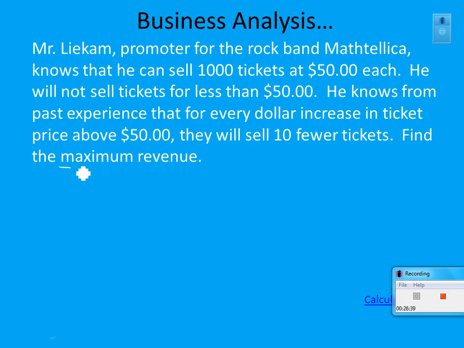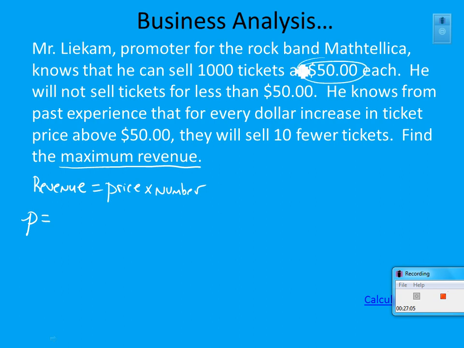Well, here we go again. I need to maximize my revenue. And remember, your revenue is the price you're going to charge times the number of tickets, the number of people, whatever we're dealing with. So here goes. Read back through there and let's figure out the price. We know that we sell the tickets at 50 bucks, and we know Mr. Lycum will not sell them for less than 50 bucks. So I know my price starts at 50.